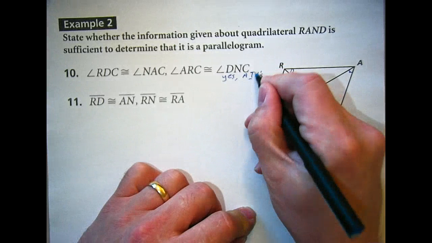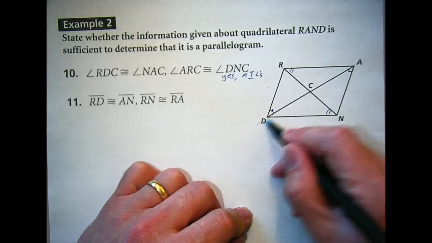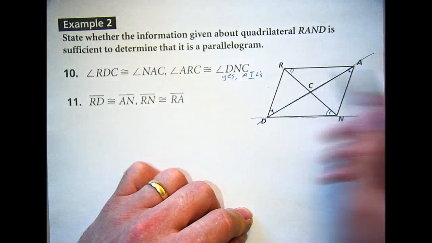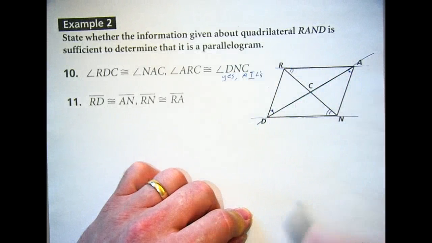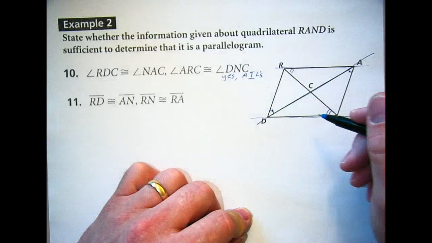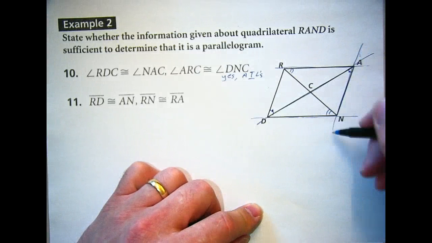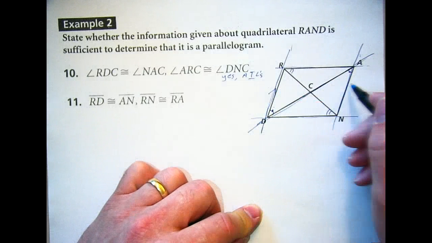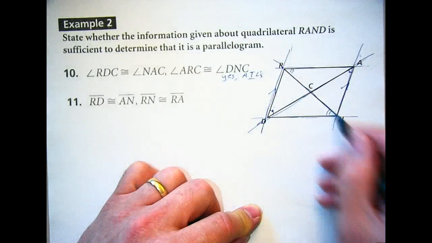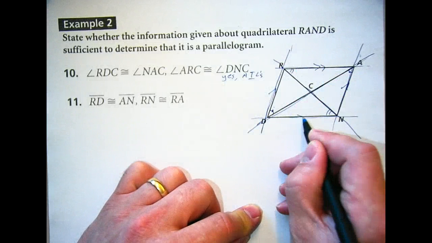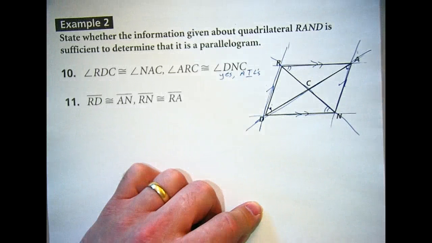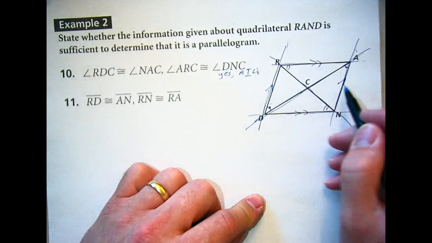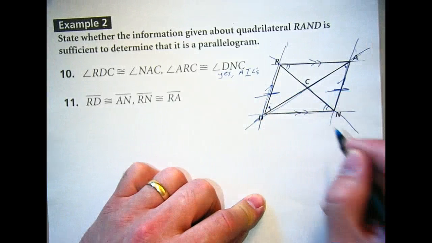Alternate interior angles. Remember, since you have your transversal cutting this way, you have your sides there. Did I hit the wrong ones? I did. Okay. With that transversal, we have that one and that one. That gives us that and that parallel. And then with this transversal, we have that guy and that guy. All right. Good. How about RD congruent to AN? That's good to know.